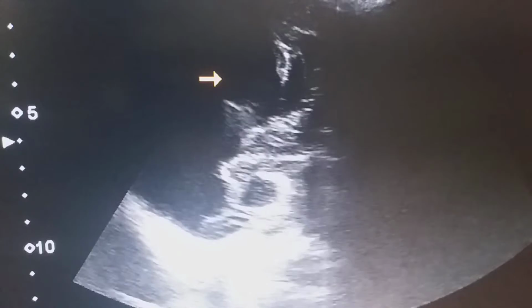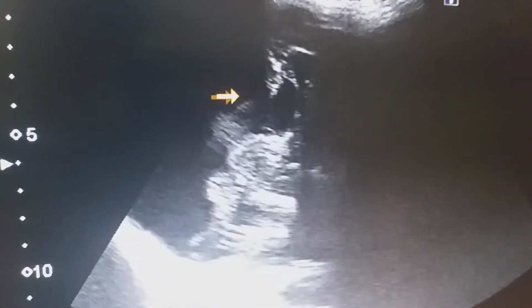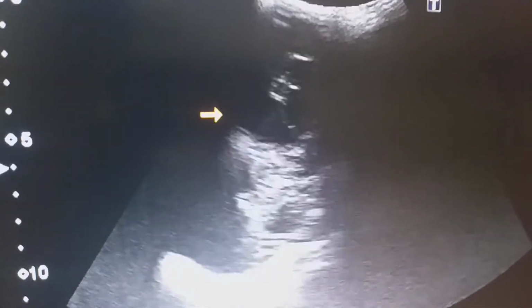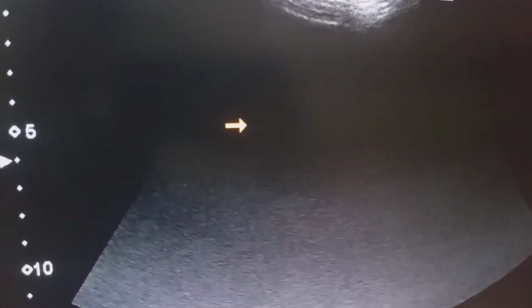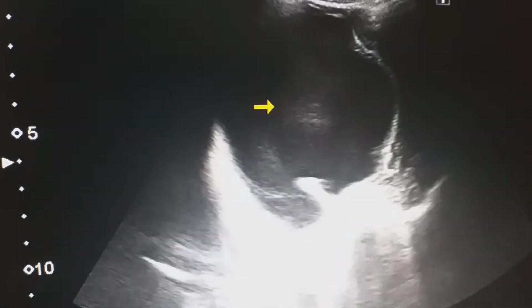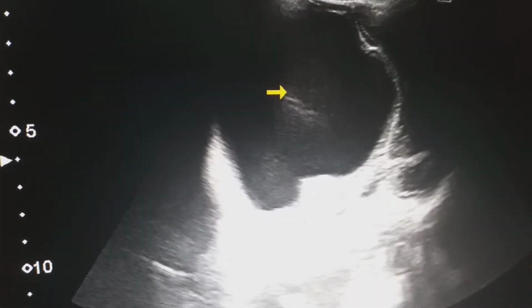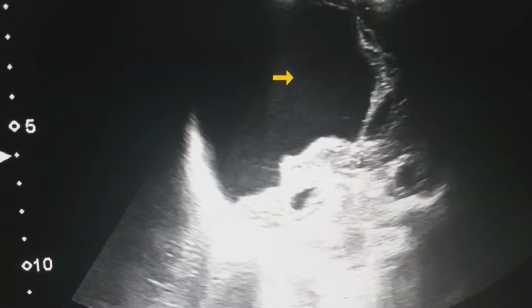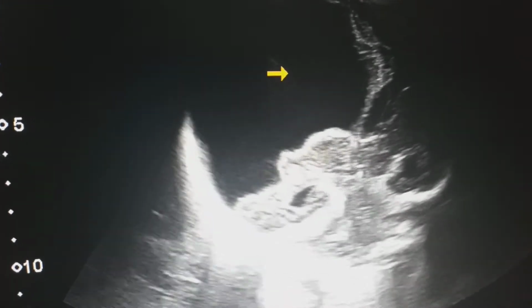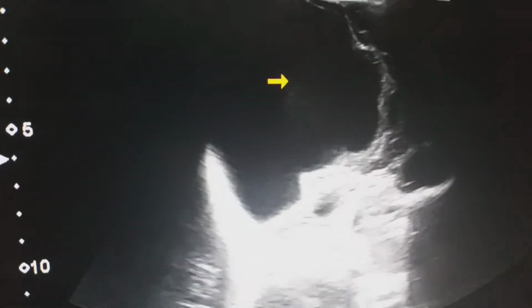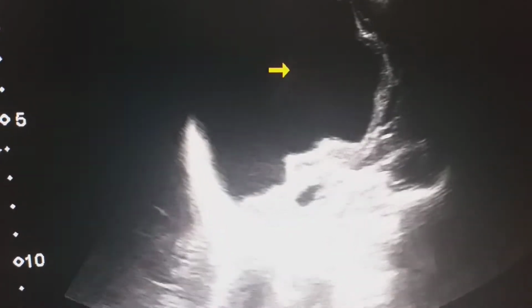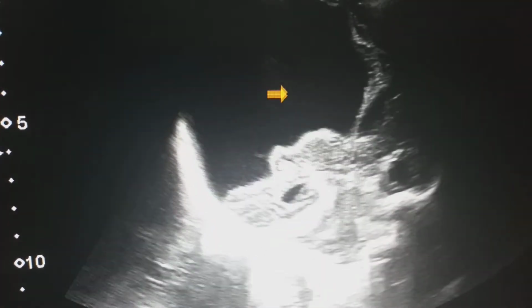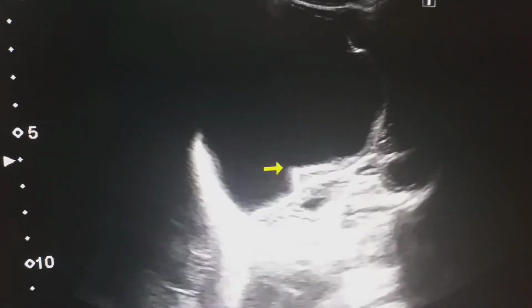Here we can see that this is the anechoic fluid. Anechoic fluid is present within the brain matter, and if we closely observe, we have to differentiate whether this is hydrocephalus or something else. And now I am going to show you.